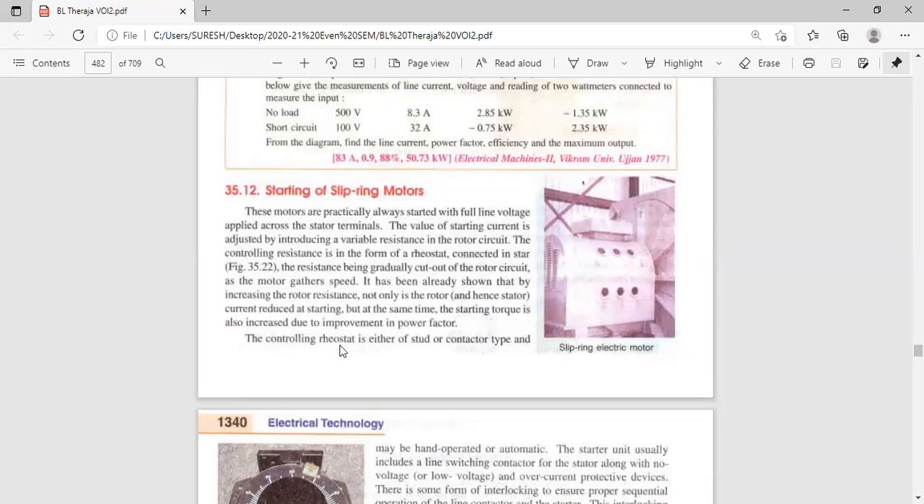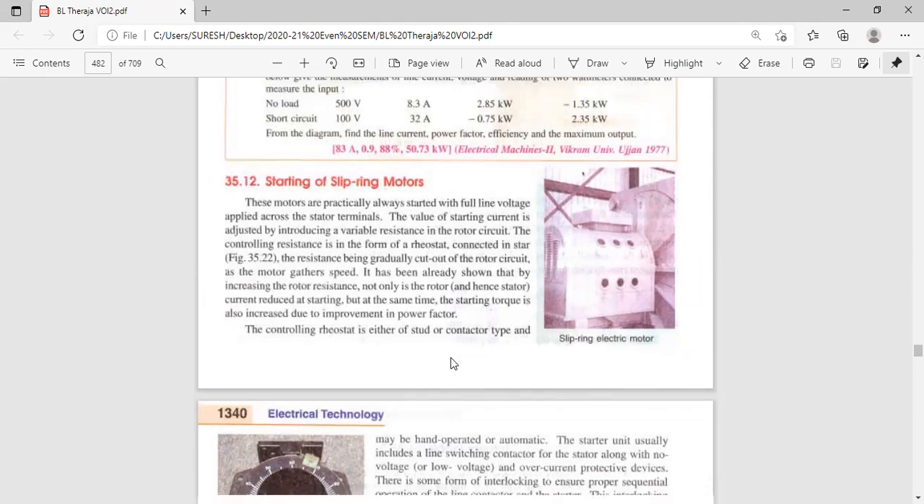Next, these three lines are not important. See here, the controlling rheostat is of stud or contactor type, and may be hand operated or automatic. What do you mean by stud or contactor type? First, let's see what we mean by stud or contactor. See here.